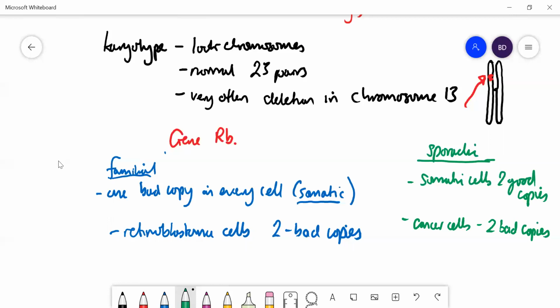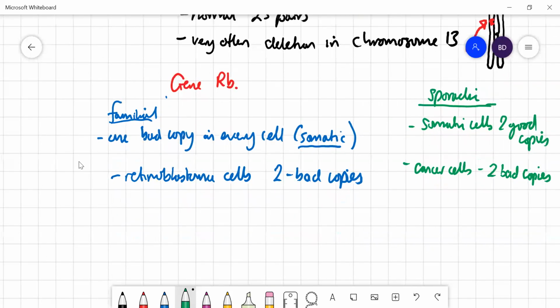And once you've got no copies of that gene, then the cells are not subject to the normal constraints surrounding cell division, and they seem to divide out of control. So that's how they discovered the retinoblastoma gene. Right, so that's so much for what happens if you haven't got copies of it and so forth.